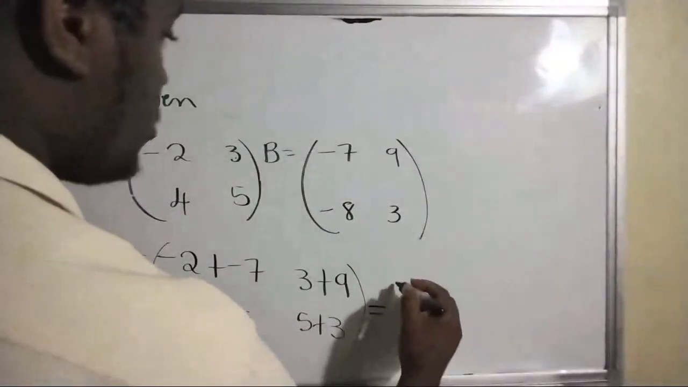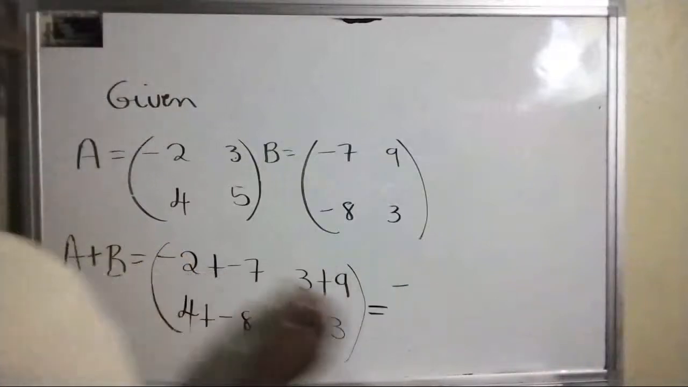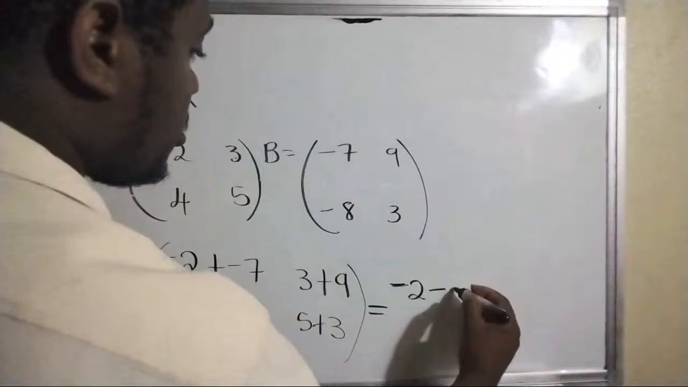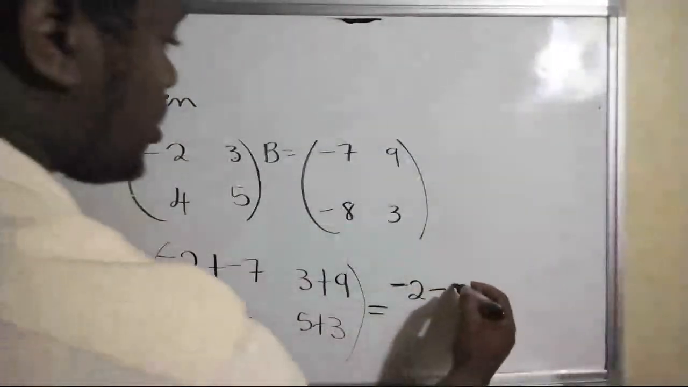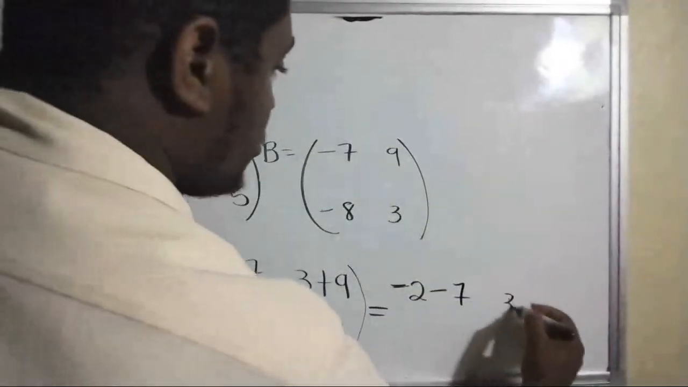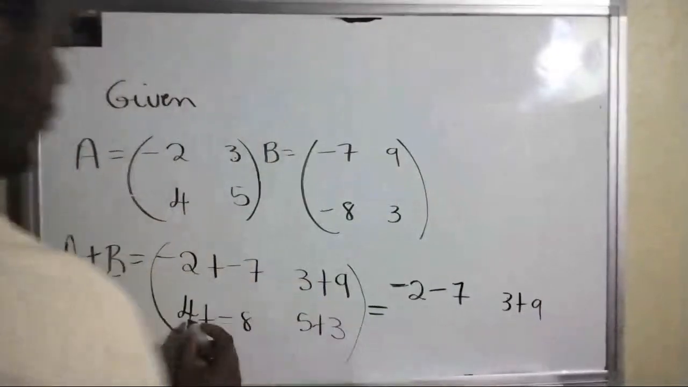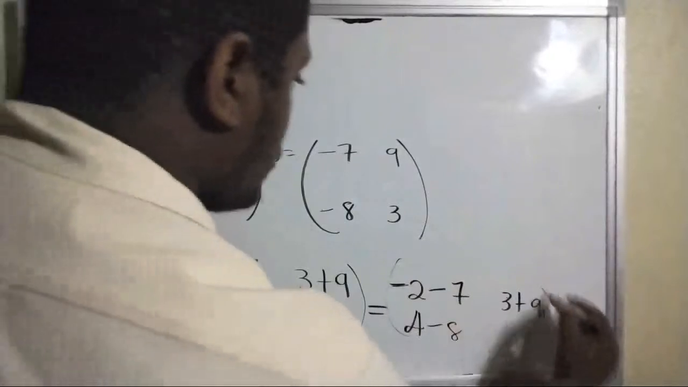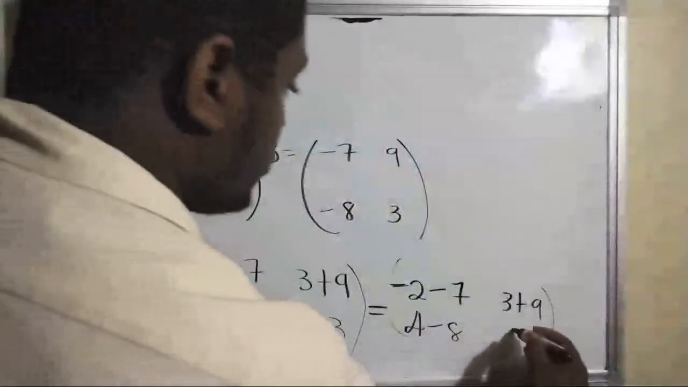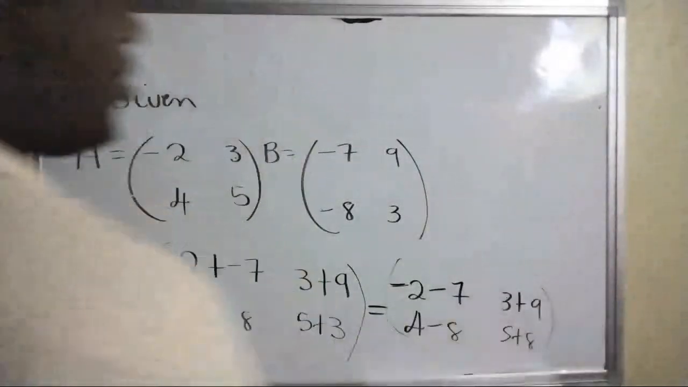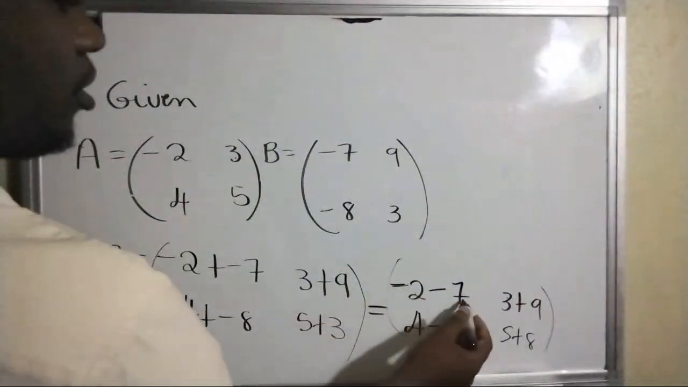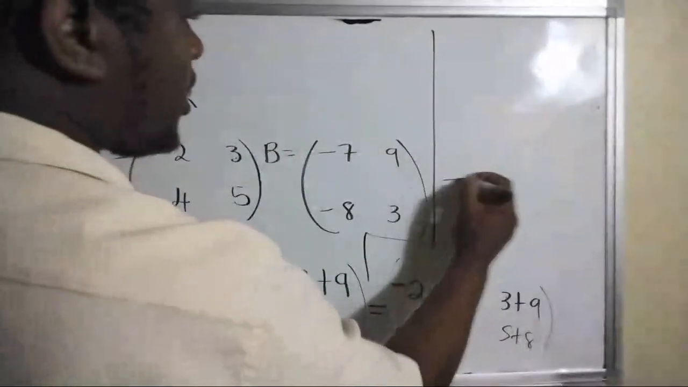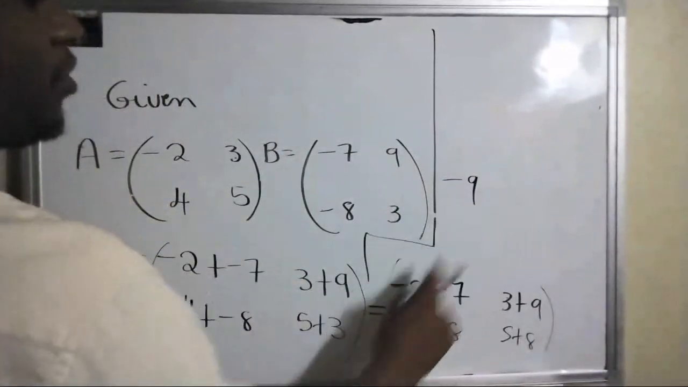So this will give us, both of them are negatives, because a positive times a negative is negative. 3 plus 9, we know that already. 4 plus that is the same thing as 4 minus 8. And 5 plus 3. Alright, so negative 2 minus 7 should give us negative 9. Both of them are negative, so we just add.